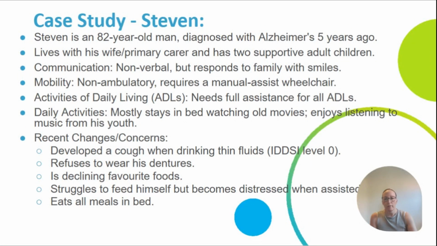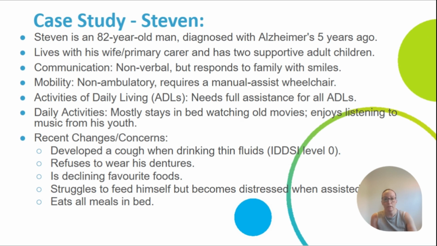Moving on, we're going to consider a case study for Stephen, an 82-year-old man who was diagnosed with Alzheimer's dementia 5 years ago. He lives with his wife, who's his primary carer, and also has some support from his 2 adult children. Stephen is no longer able to communicate verbally, and he's become very withdrawn, now spending most of his time in bed. But he will still use some non-verbal communication with his family, such as smiling.